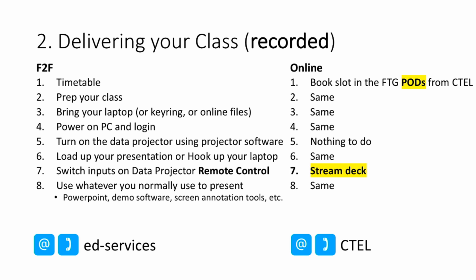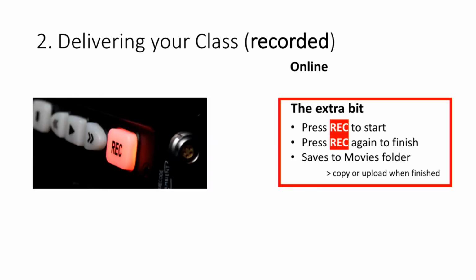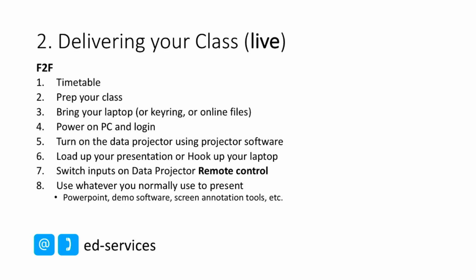We need to book a slot because it's not automatically timetabled, and then we need to use this new thing called a stream deck. So the extra bit that's involved is you press record to start and you press record to finish. Do everything the same, but just pressing record to start, record to finish, and what you'll end up with is a movie in your videos folder.